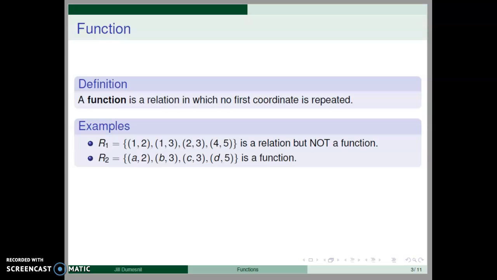The set R2 consisting of the ordered pairs (A, 2), (B, 3), (C, 3), and (D, 5) is a function because no first coordinate is repeated in the set.